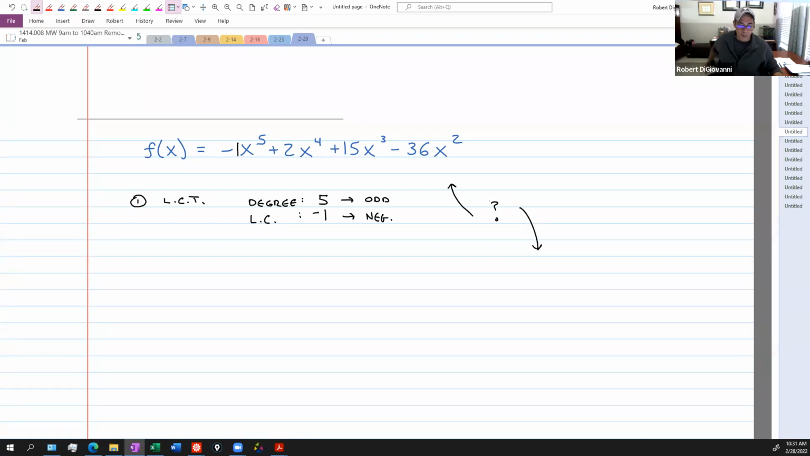All right, next step. Oh, and this is the part that's going to be bad. We need the x-intercepts. And so we have to set this big, nasty, ugly thing equal to 0.